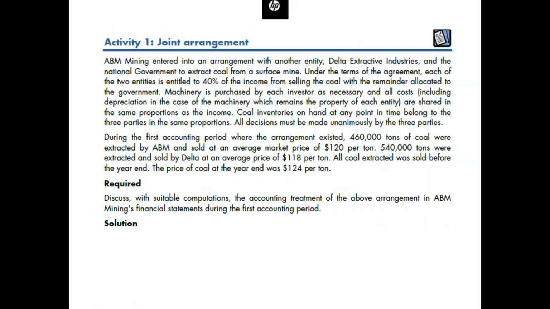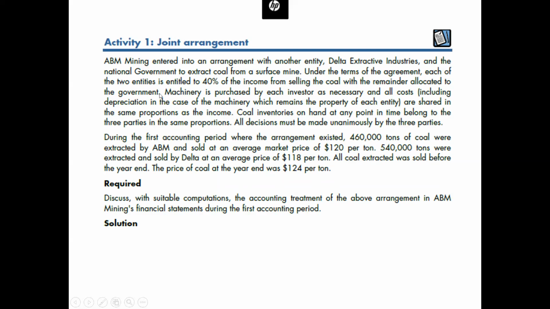So just to explain that, I'm going to show you the difference between a separate vehicle or separate entity and not. So have a look at this first activity. ABM Mining entered into an arrangement with other entities, Delta Extractive Industries and national government, to extract coal from a surface mine. Under the terms, each of the two entities is entitled to 40% of the income of the coal, and the remainder will be allocated to government.